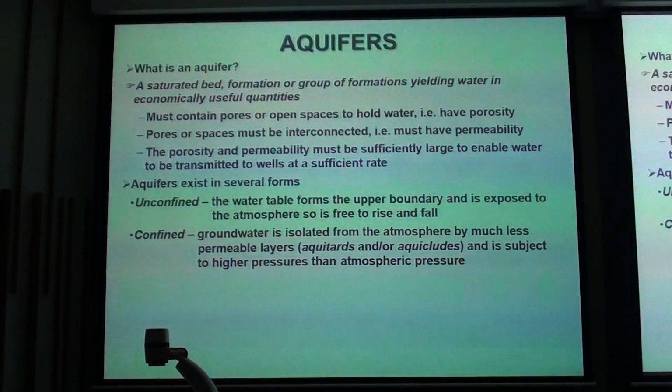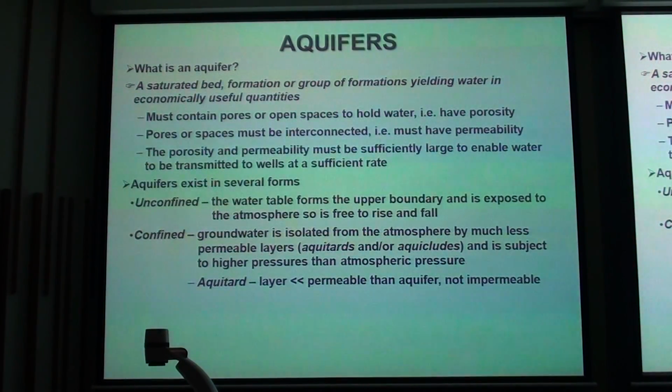The opposite of unconfined is confined. Here, the aquifer itself is isolated between impermeable layers. Okay, the water is under some pressure, and so its theoretical water table rises up above the aquifer itself. So it's subject to higher pressures than atmospheric pressure. The water table, or the piezometric surface, in these is not open to the atmosphere for the most part.